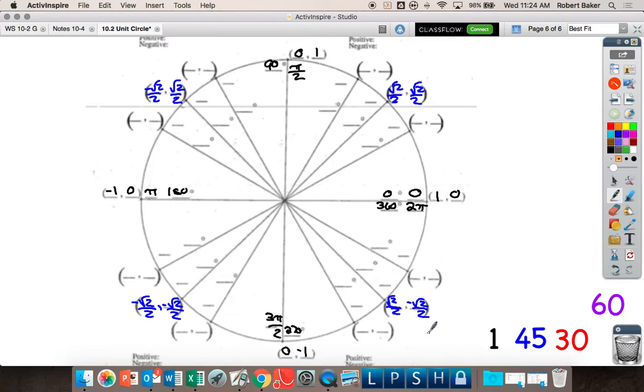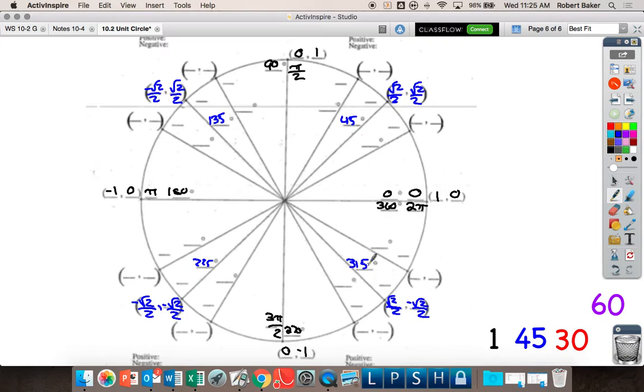So radians or degrees? Degrees. So 0, 45, 90, 135, 180, 225, 270, 315, 360.